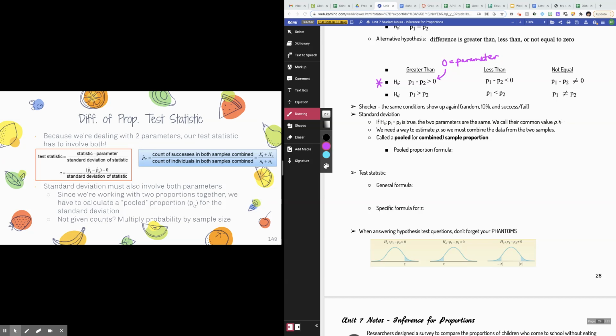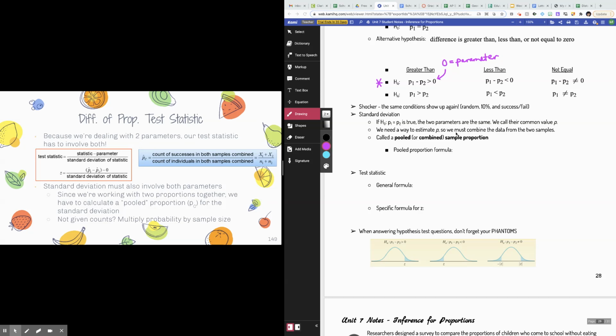We call their common value just P without a subscript, okay? But like I said, the problem is often not going to give you the parameter values. Rather, they're going to give you sample values. So we need a way to estimate that true value for each of those proportions, right? So in order to do that, we have to combine data from both of the samples, right? And use that in our standard deviation calculation.